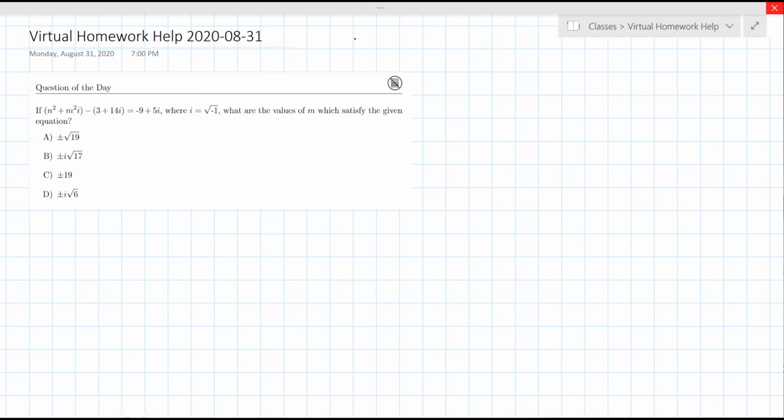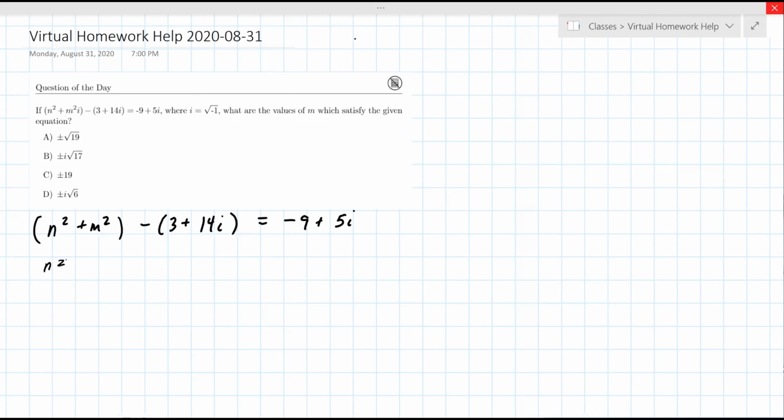Today's question says, if the quantity n squared plus m squared i minus the quantity 3 plus 14i equals negative 9 plus 5i, where i equals the square root of negative 1, what are the values of m which satisfy the given equation? Let's start by writing the given equation. We can rewrite it exactly as is to separate it from the rest of the question. This allows us to focus on the task at hand, which is to figure out what values of m make the equation true.